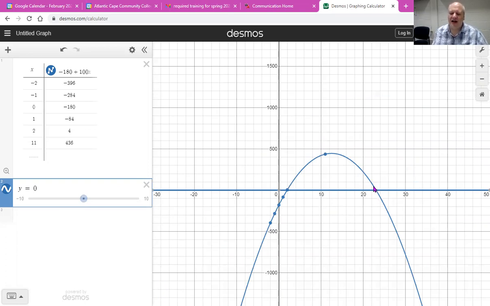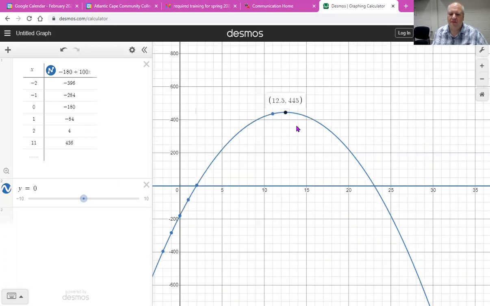Click on the parabola. Click where you think that the max might be, and look at how it highlights it for you. That is the very highest possible place. Desmos really just pops it out for you. They make it as easy as they can. If you click somewhere where you think it might be, Desmos says, you're trying to find the max, aren't you? Here it is. So the max occurs at the sale of 12.5 thousand widgets.